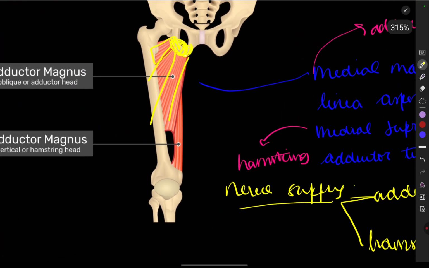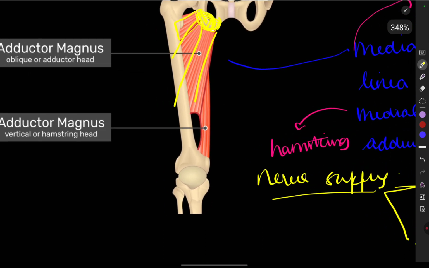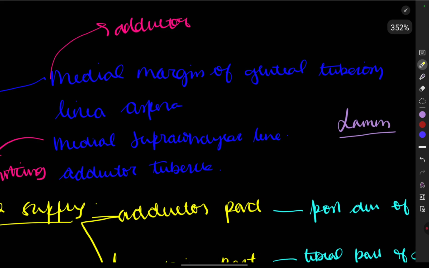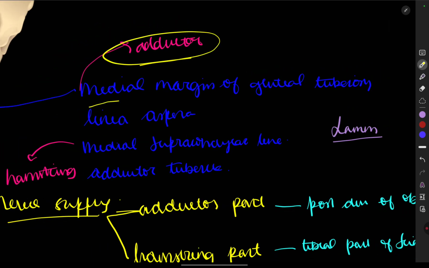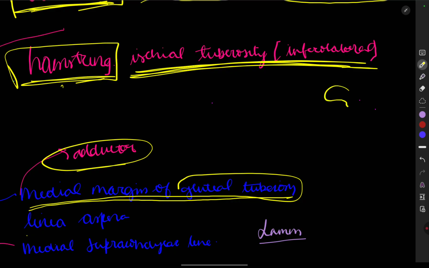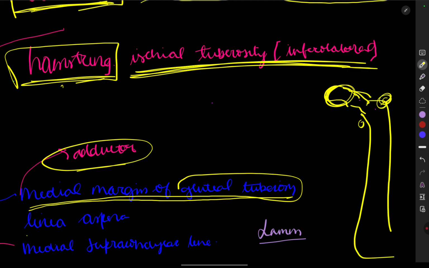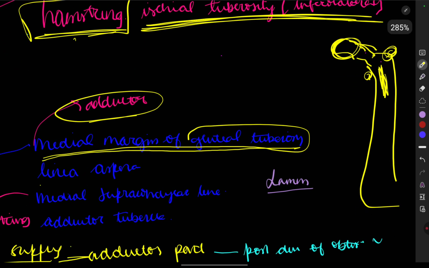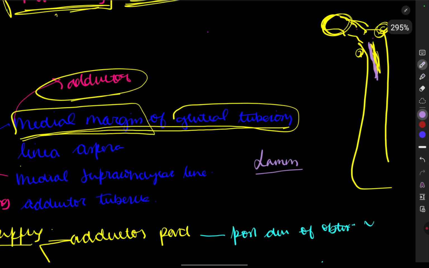Now the insertion of this muscle. We see the insertion. The adductor part on the medial margin of the gluteal tuberosity, okay, medial margin of the gluteal tuberosity. We had seen, this is the head, this is the neck, the greater trochanter and the lesser trochanter. In between, in the upper region, we had the gluteal tuberosity. So it is the medial margin of the gluteal tuberosity and linea aspera.